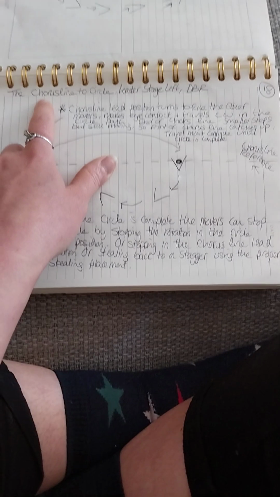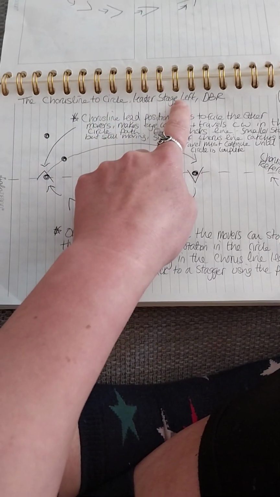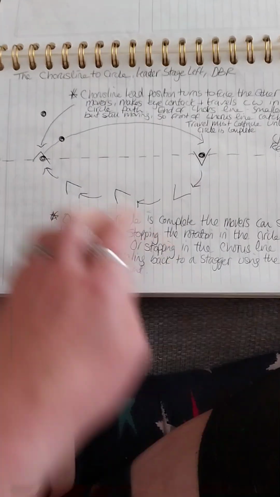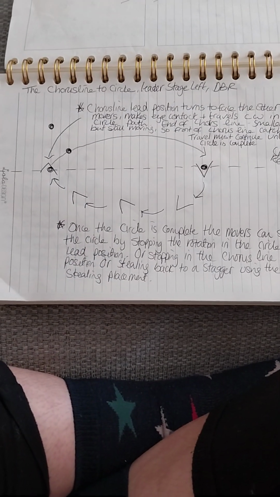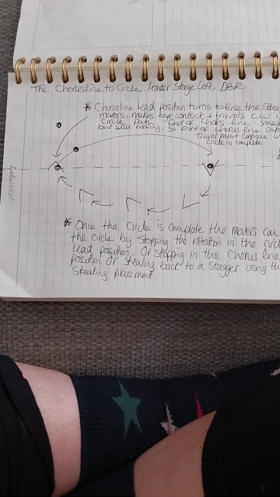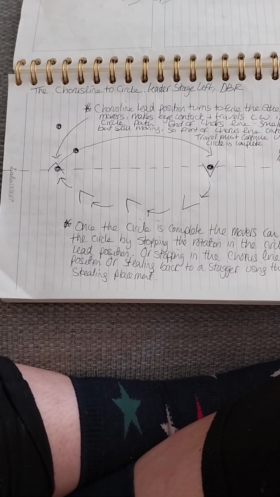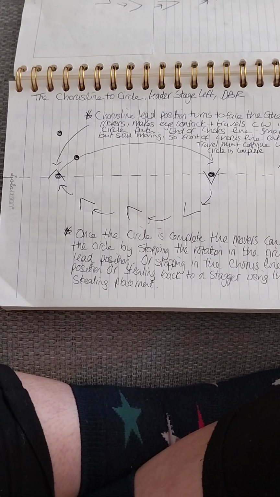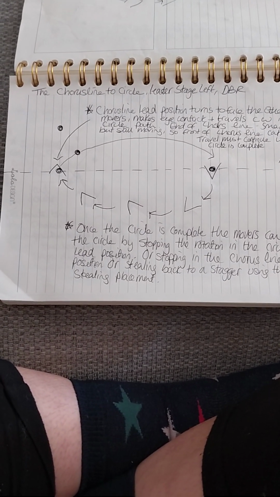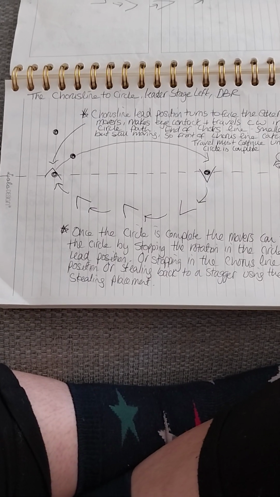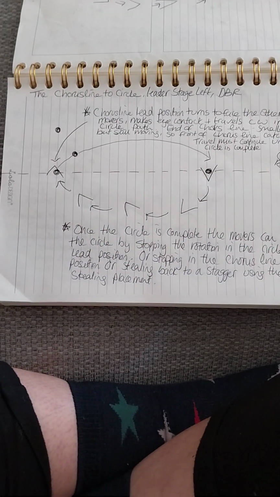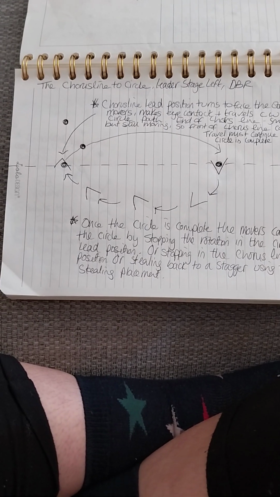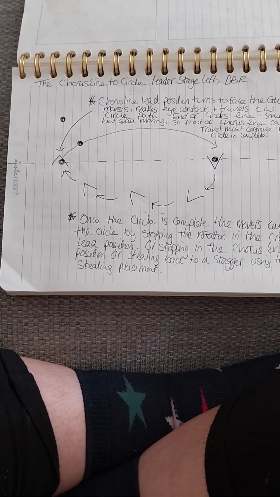The chorus line to a circle, leader stage left, downbeat right. The chorus line lead position turns to face the other movers, makes eye contact, and travels clockwise in the circle path. At the end of the chorus line, they take smaller steps, but still moving, so the front of the chorus line catches up. Travel must continue until the circle is complete.